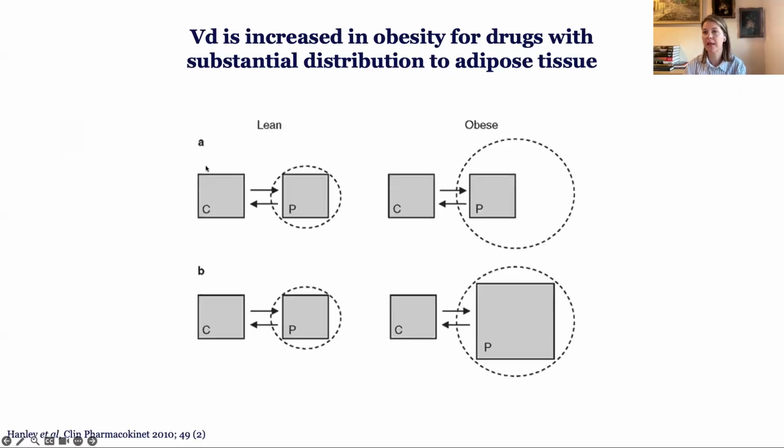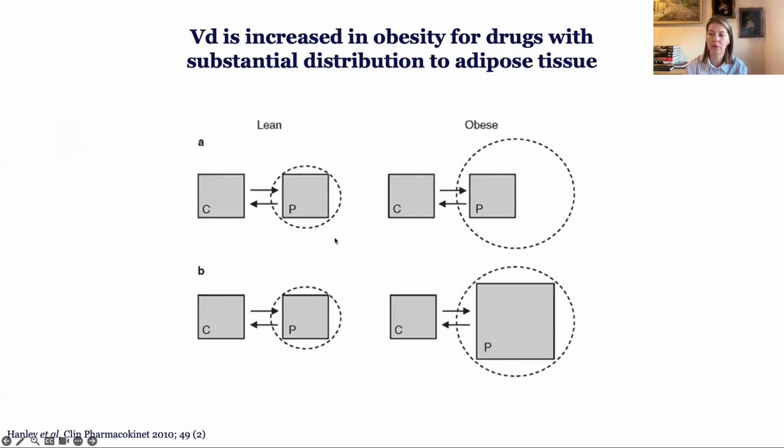So here on the top, on the left side, you can see a lean individual. On the right side, there's an obese individual. The dashed line represents the degree of adiposity. In the top part of the figure, we can see a drug that does not readily distribute into adipose tissue. The volume of distribution does remain similar.